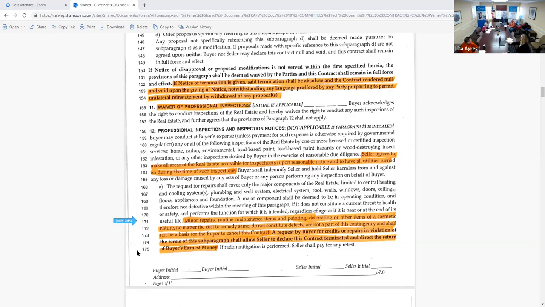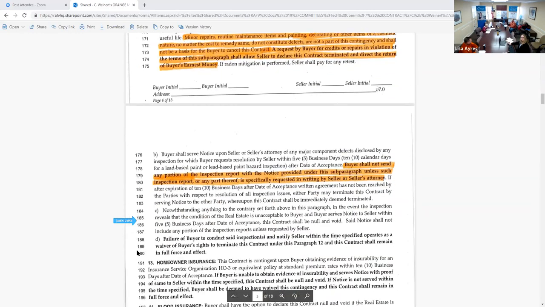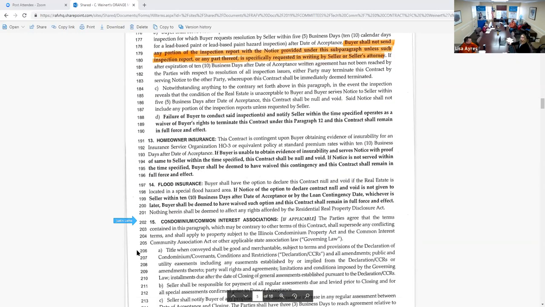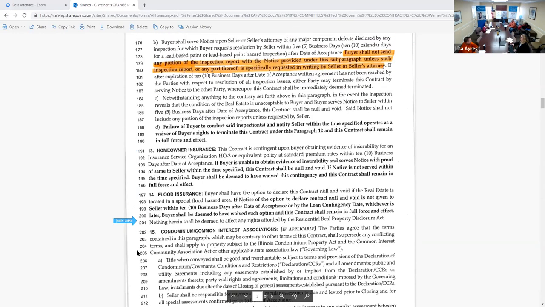Moving to page 5. This is something that was in 6.1. I'm on line 178. But people didn't follow this. Buyer shall not send any portion of the inspection report with the notice provided under this subparagraph unless such inspection report or any part thereof is specifically requested in writing by the seller or seller's attorney.